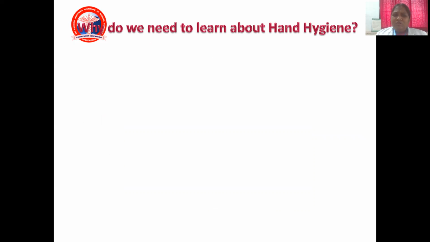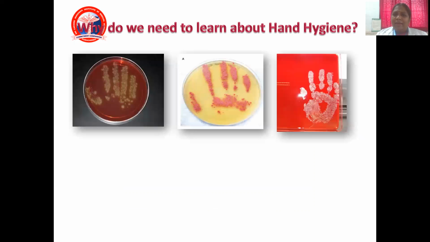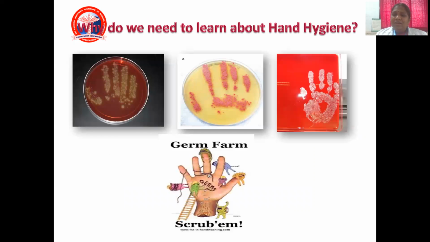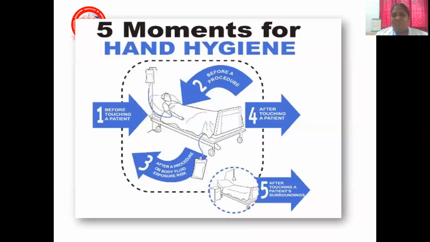So why is it given so much stress? Why do we need to learn about hand hygiene? These are some culture plates grown from the hands. You can observe a lot of microorganisms grown on the culture plates, right? We know very well our hand is a germ farm. It contains a lot of normal flora. The normal flora, being normal in one person, can become an opportunistic pathogen in an immunocompromised patient. So you should cut down all this germ farm before touching any patient.